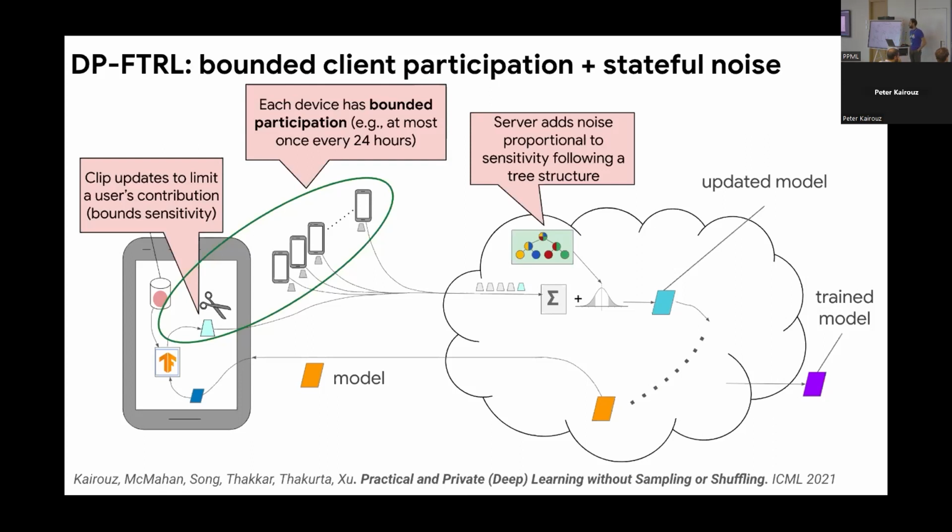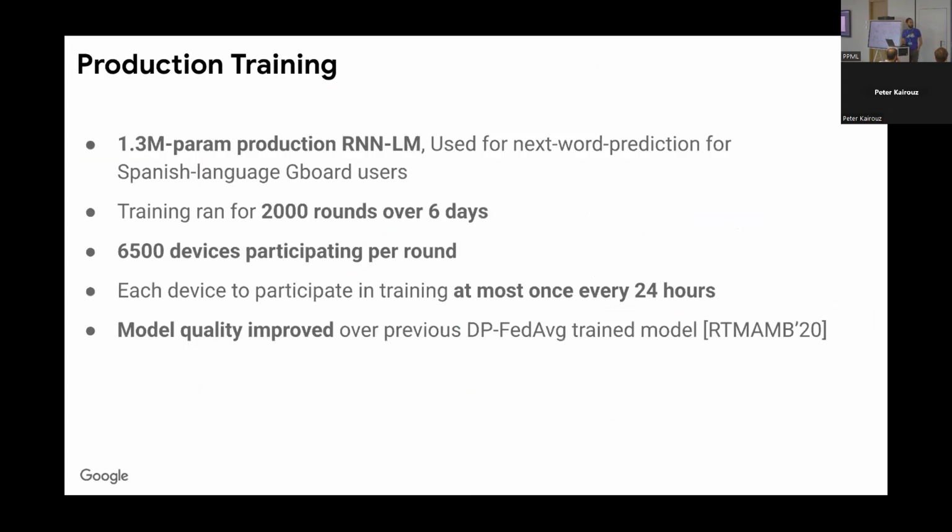Almost 2 years ago, we trained the first LSTM model. It was a small model, especially by today's standards, 1.3 million parameters. It's a recurrent neural network. We trained over 6 days. We ensured that no device can participate more than once per day, so per 24 hours. So over the course of 6 days, no device can participate more than 6 times.